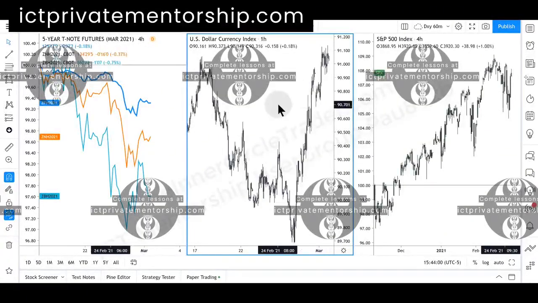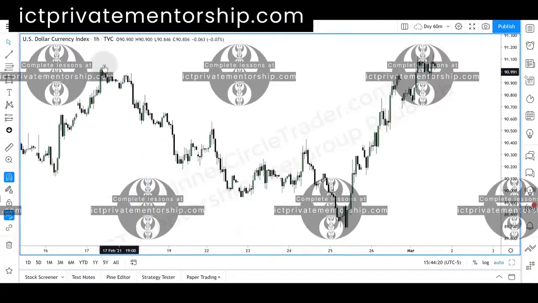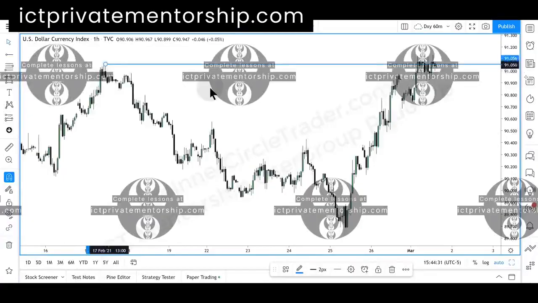All right, so right away, I want to bring to light that this old high back here was the market maker buy model. We said that the buy side liquidity would be the draw on liquidity. We opened up lower. Make this chart a little bit bigger. So here's that old high. We opened down, we gapped down, and then we traded up and we traded above this high. Let me put a little line on here so you can see. So we went through that and cleared the buy side liquidity there.